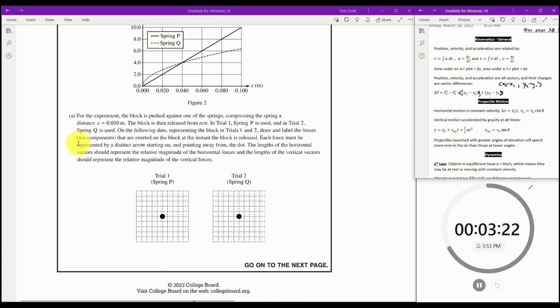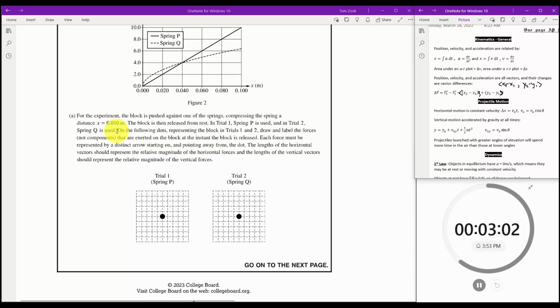For the experiment, the block is pushed against one spring, compressing the spring a distance there. The block is then released at rest. In trial one, spring P is used. In trial two, spring Q is used. Okay, for each, they want us to draw a free body diagram.